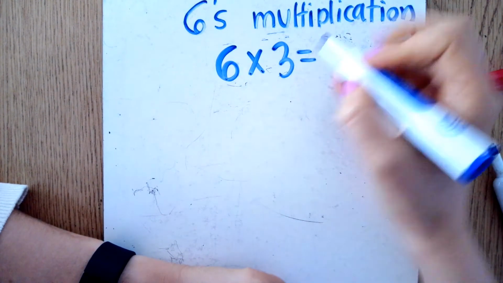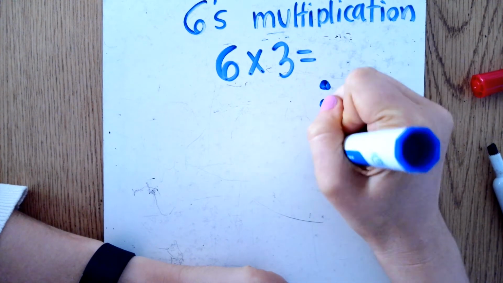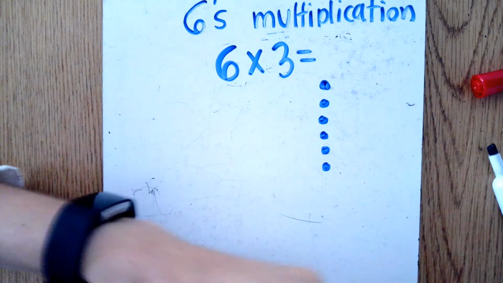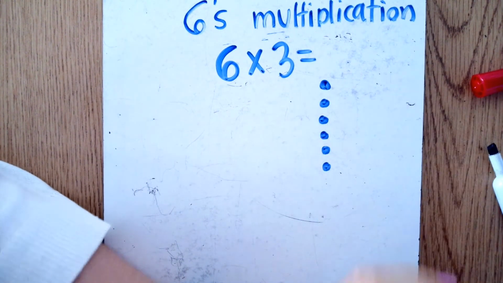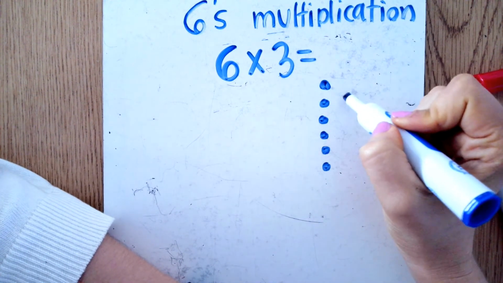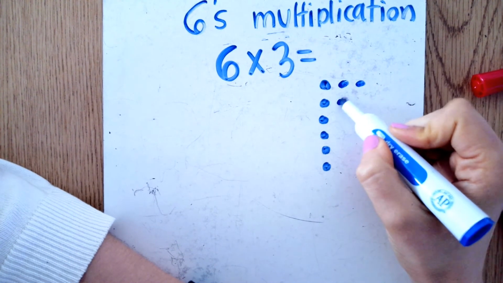So I need 6 rows because my first number is 6. If I had a fast forward function, I would definitely use it right now, but I don't have it on this recording program. So sorry, I'll try to go fast. And our second number tells us how much we need to put in the rows. So we need 3. So 1, 2, 3.